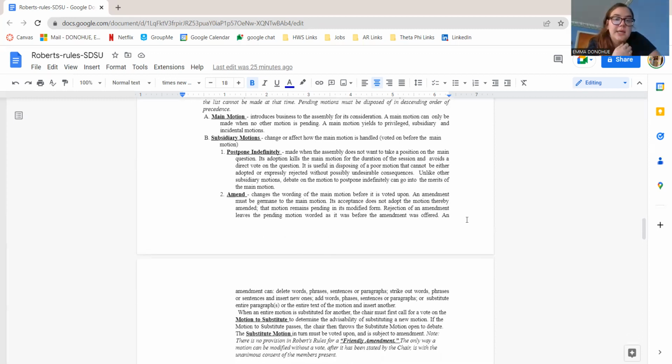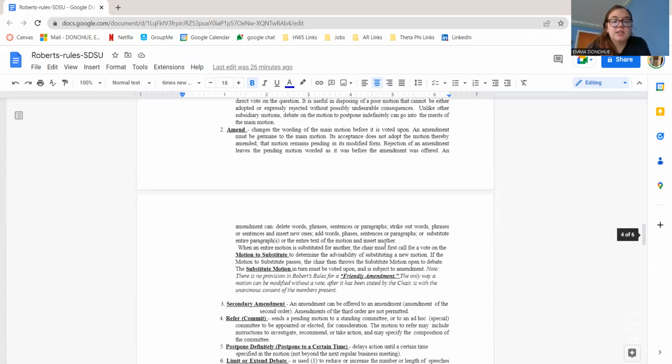The postpone indefinitely is made when the assembly does not want to take a position on the main question. Its adoption kills the main motion for the duration of the session and avoids a direct vote on the question. It is useful in disposing of a poor motion that cannot be either adopted or expressly rejected without possibly undesirable consequences. Unlike other subsidiary motions, debate on the motion to postpone indefinitely can go into the merits of the main motion. An amendment changes the wording of the main motion before it's voted upon.